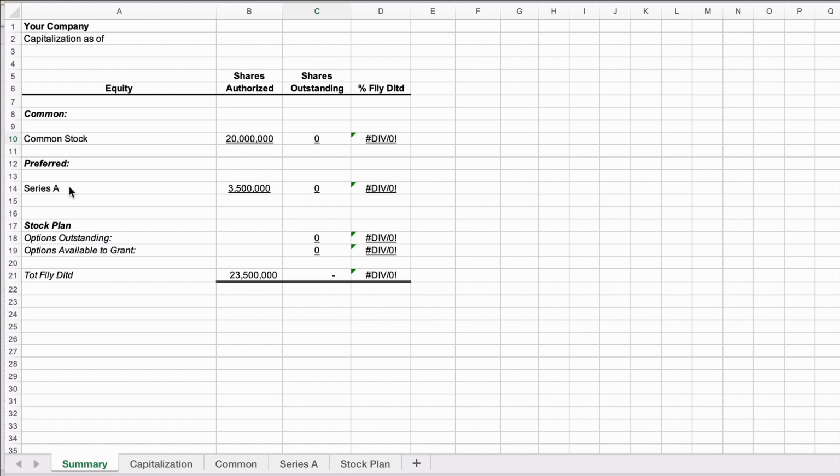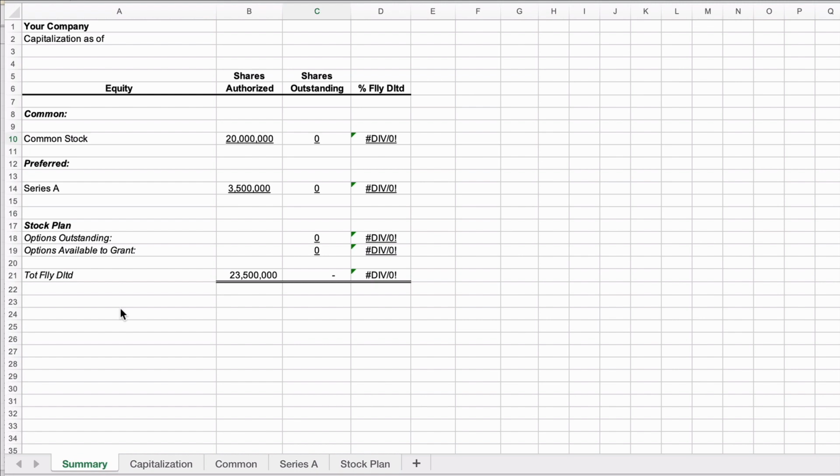As you can see here at the bottom, the total number of fully diluted shares right now is 23.5 million shares. Now, as you can see here, we have these very different functions. We have common stock, preferred stock, and a stock plan. And we're going to fill in all of these. But right now you can see what the founders are thinking in terms of how much they're going to give up, or the maximum they're going to give up at their company.